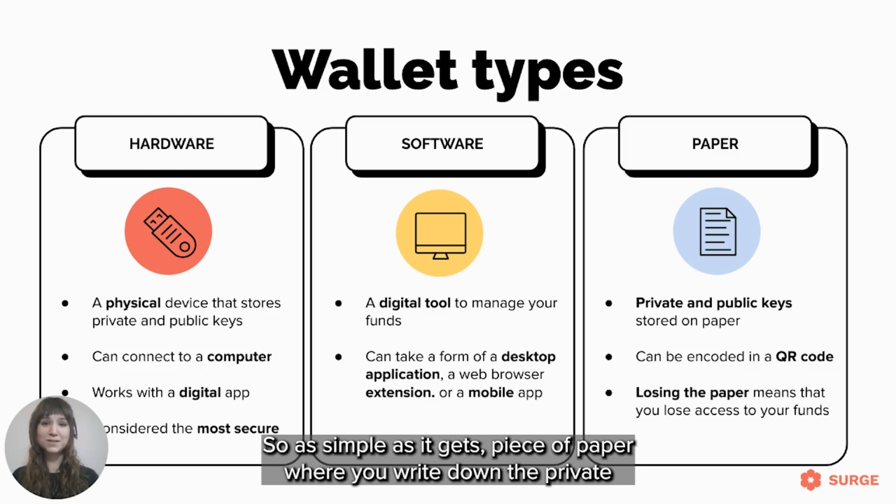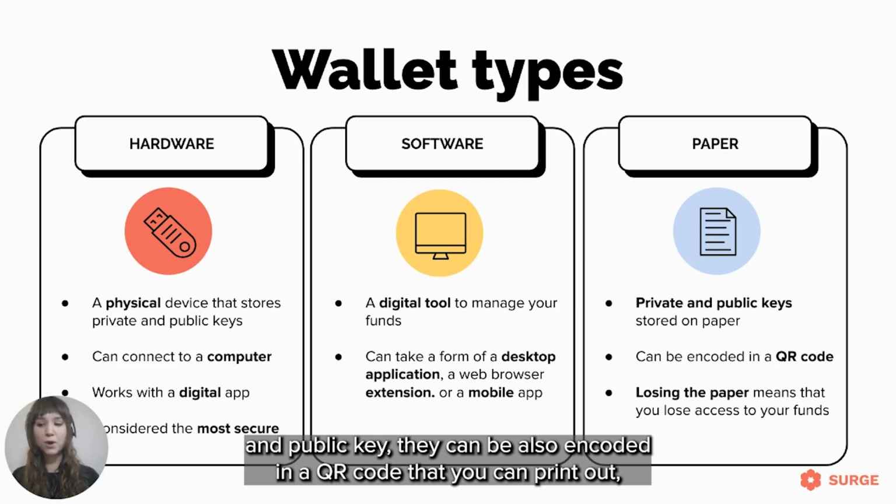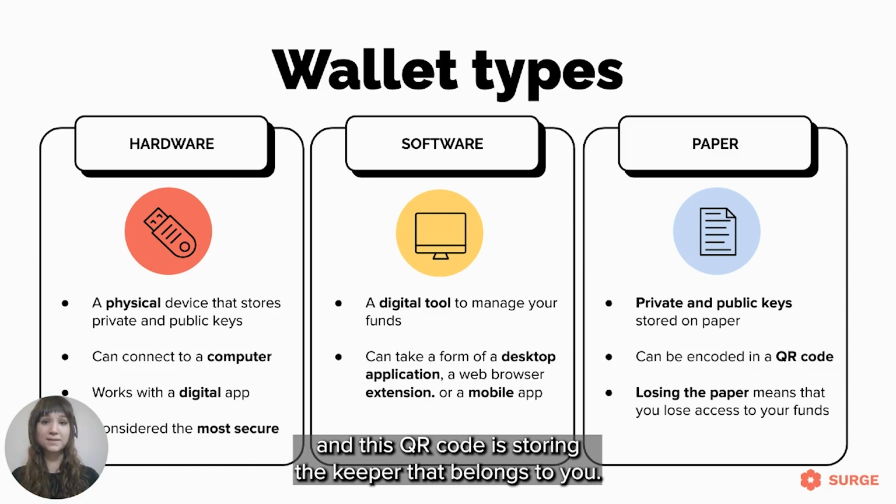So as simple as it gets, a piece of paper where you write down the private and public key. They can be also encoded in a QR code that you can print out, and this QR code is storing the key pair that belongs to you.